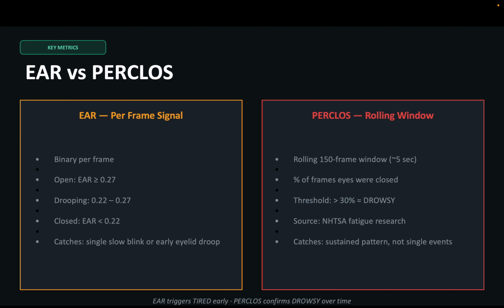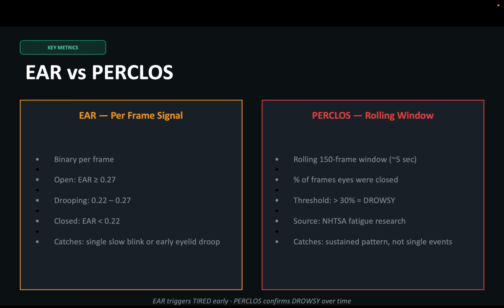So it's important to distinguish EAR versus perclose. EAR and perclose serve different purposes, but they work together. EAR is a per frame signal. It is binary. Either the eyes are open, drooping, or closed for that frame. It catches single slow blinks and early droop.